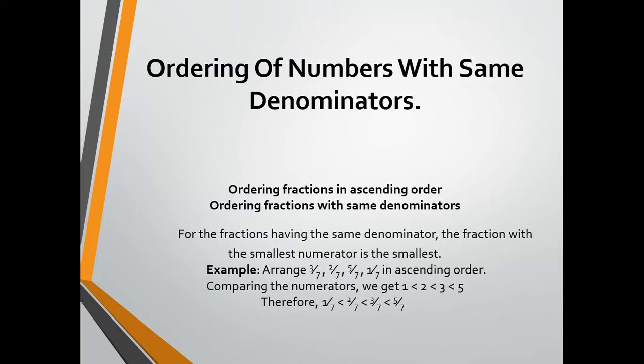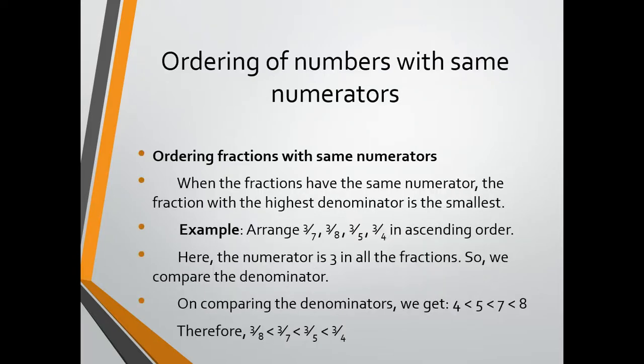Now, ordering of fractions can be with the same denominator. If you see from the example, arrange 3 over 7, 2 over 7, 5 over 7, 1 over 7 in ascending order. You see, of course, 1 is less than 2 is less than 3 is less than 5. Then we're going to have 1 over 7 is less than 2 over 7 is less than 3 over 7 is less than 5 over 7. So that's the arrangement when they have the same denominator.